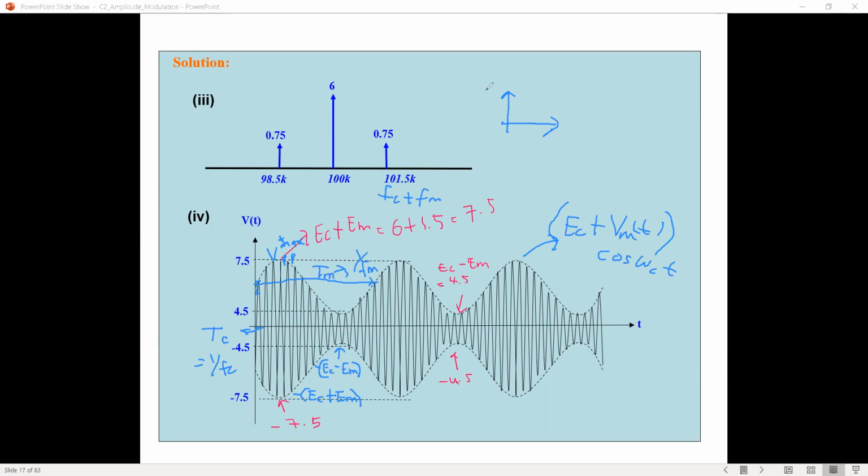Spectrum is V over F. This is the spectrum. Waveform is V over T. This is the waveform. And the relationship between them is F equal to 1/T. Exactly the same signals. It's just how you represent your signals, that's all.